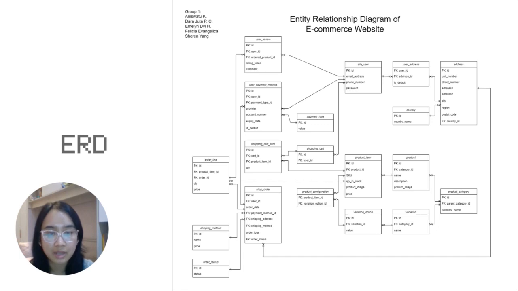The relationship between the site user and user address is mandatory one to optional many, because one site user can have many or even none of user reviews.